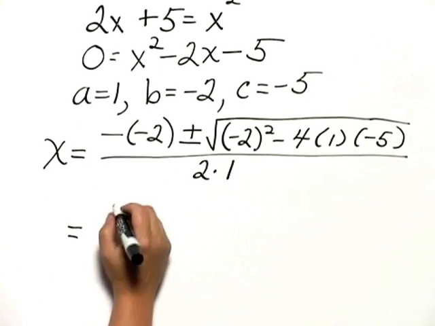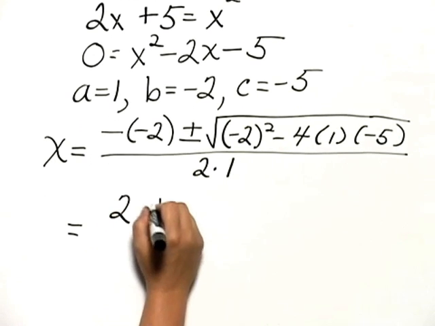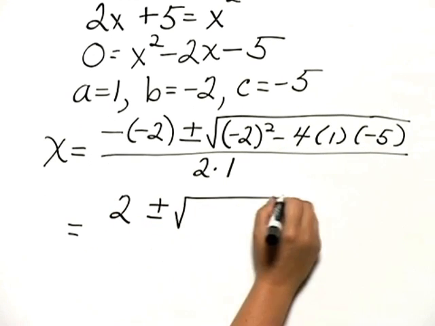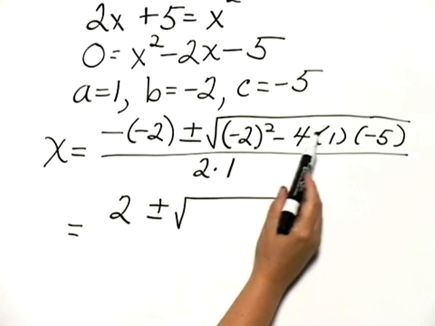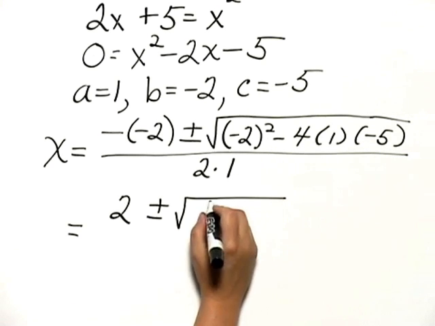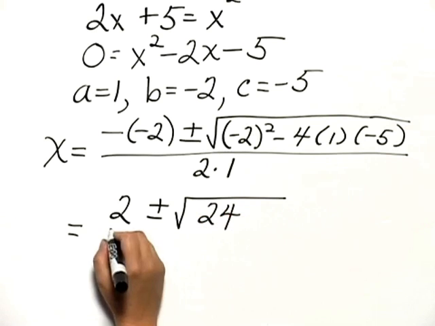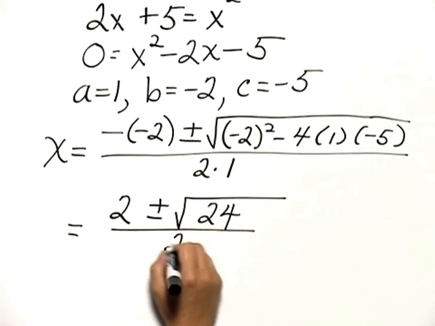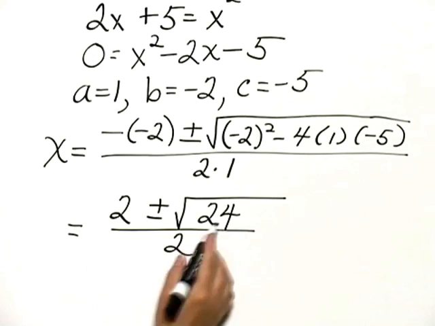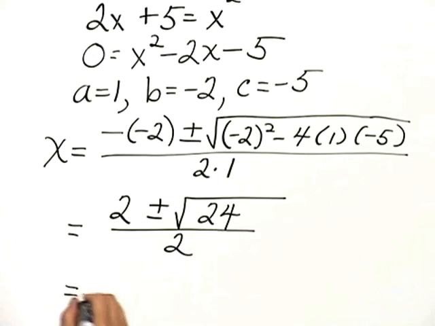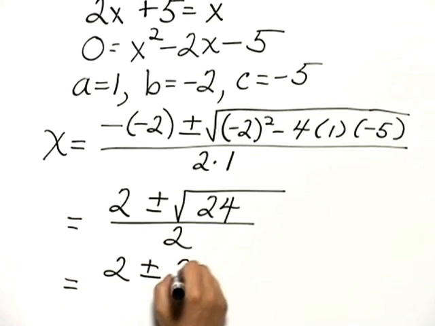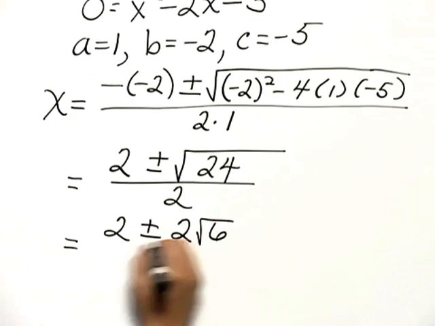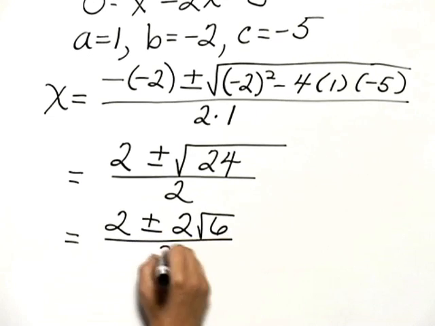Simplifying, the opposite of negative 2 is 2, plus or minus the square root of, this would be 4 plus, minus a negative 20, or 4 plus 20, which is 24, all over 2. The square root of 24 we can simplify. We can write that as 2 times the square root of 6, and that's all over 2.